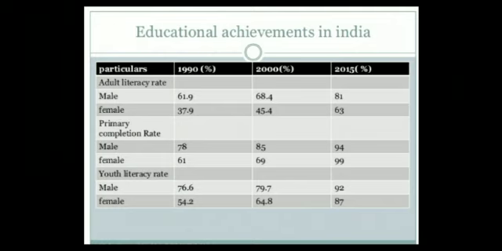Youth literacy rate for males was 76.6 in 1990, but in 2015 it was 92. It is an improvement for male youth literacy, and for females it was 54.2 in 1990, but 87 in 2015. It is an improving rate for females.